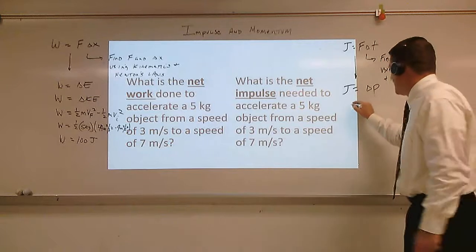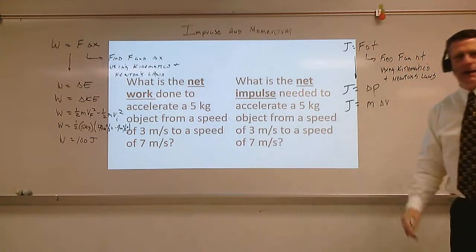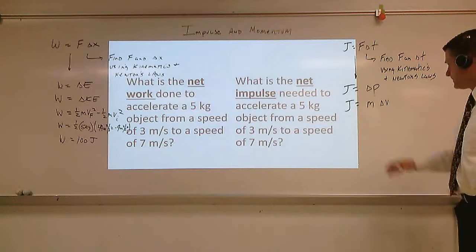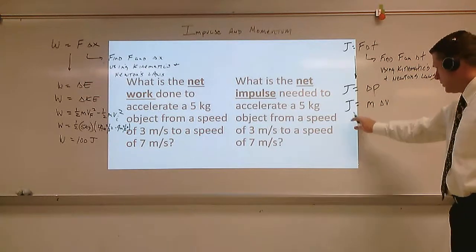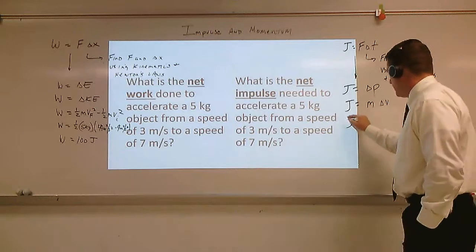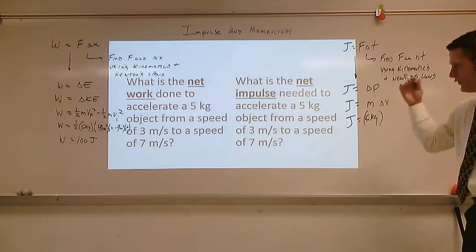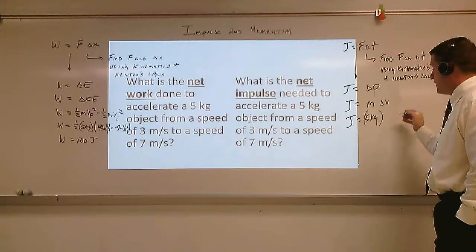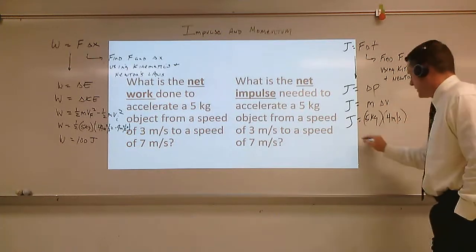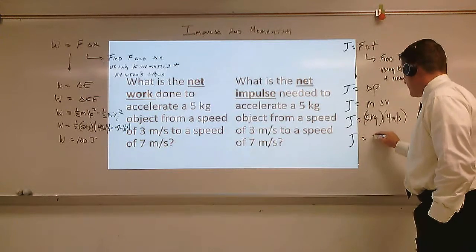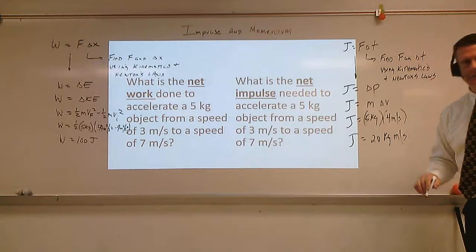Now how can any particular object change its momentum? Well, it changes its momentum by changing its velocity. Impulse equals m times delta v. Our impulse would then be equal to 5 kilograms times my delta v here, which is 3 to 7, so that's a change in velocity of 4 meters per second. So we get an impulse equal to 20 kilogram meters per second.